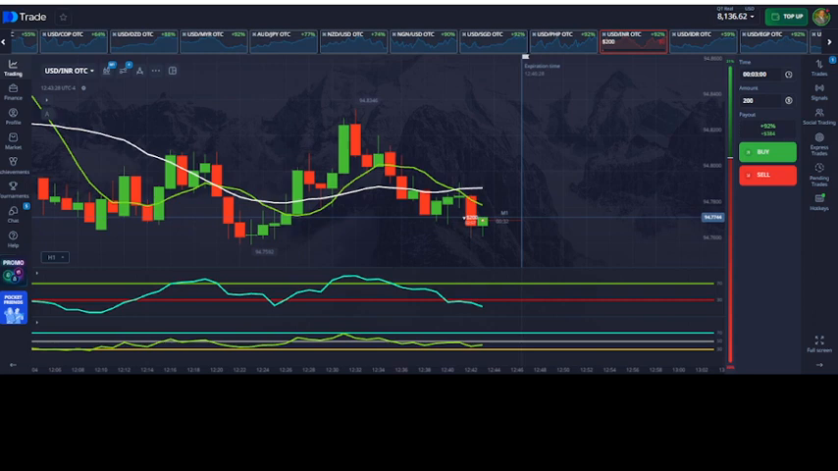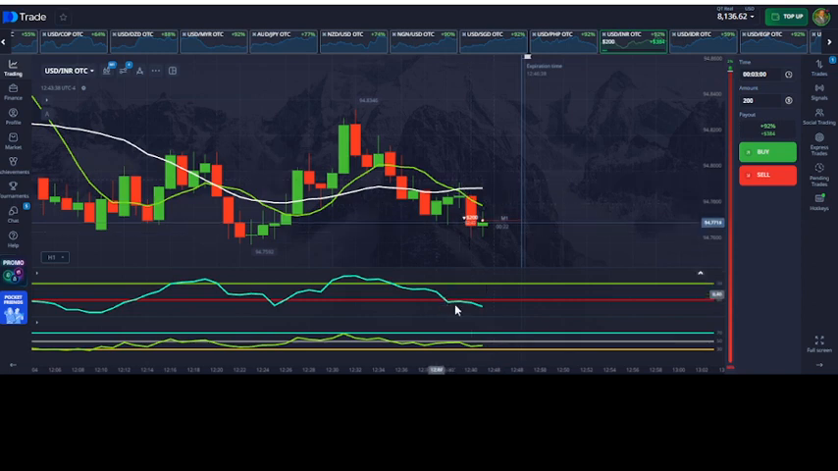Okay, so I'm on the USD INR OTC pair, and I just took a short at this level here, a put trade, a sell trade. And the reason why I took the trade is, first of all, we're seeing this fast SMA line crossing the white SMA here in a downward direction.